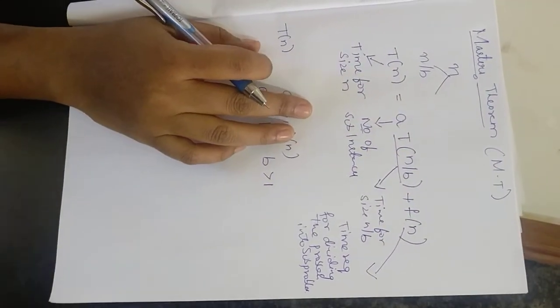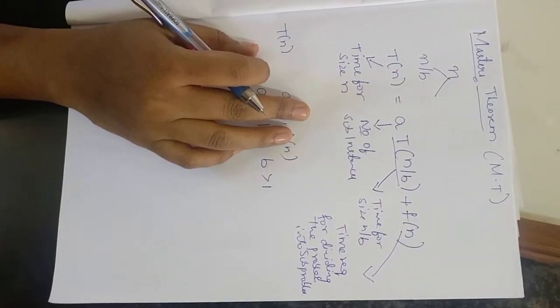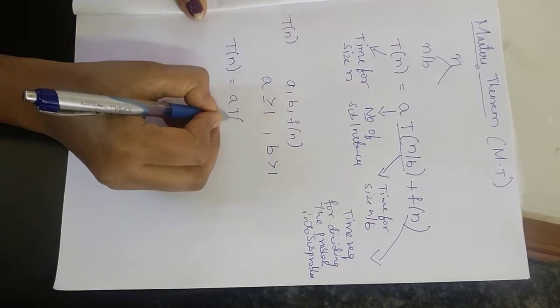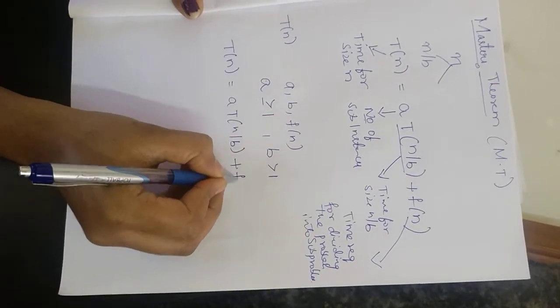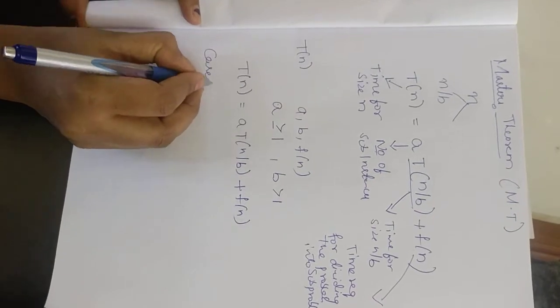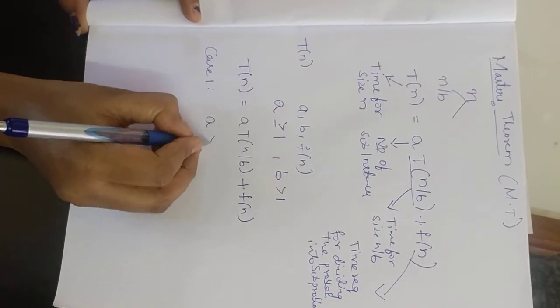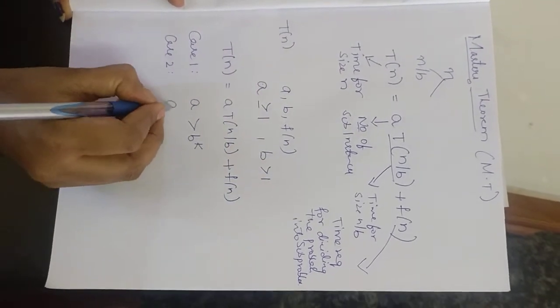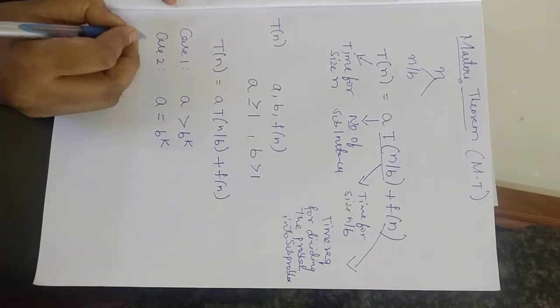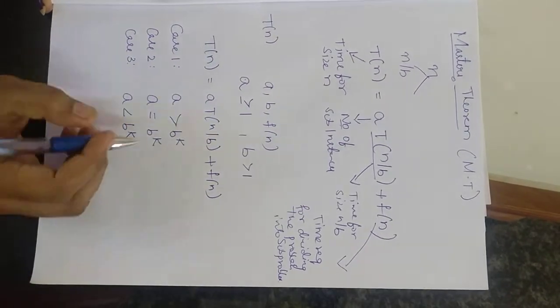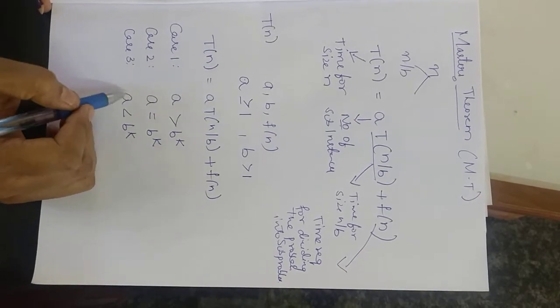For the above equation, the time efficiency can be calculated using the following relation. T of n is equal to a into T of n by b plus f of n, as I told earlier. There are three cases here. Case 1 is if your a value is greater than b to the power of k. Case 2 is if a is equal to b to the power of k. Case 3 is if a is less than b to the power of k. Depending on this a value, we will get the equation. We will see one by one.